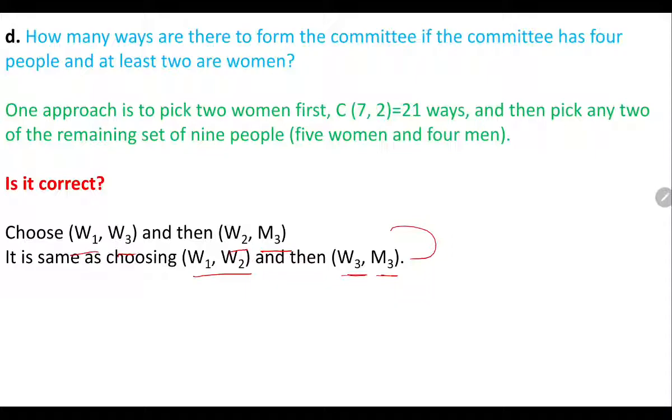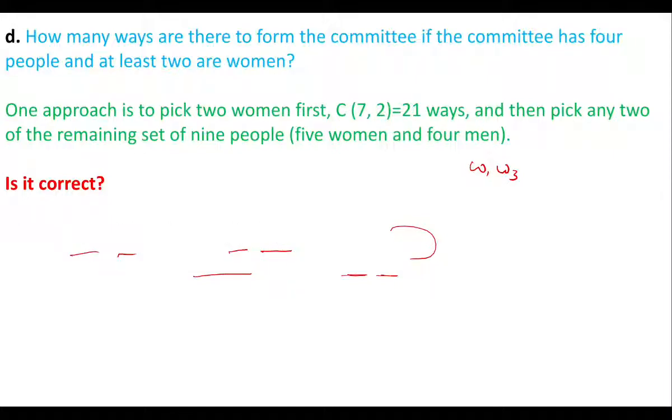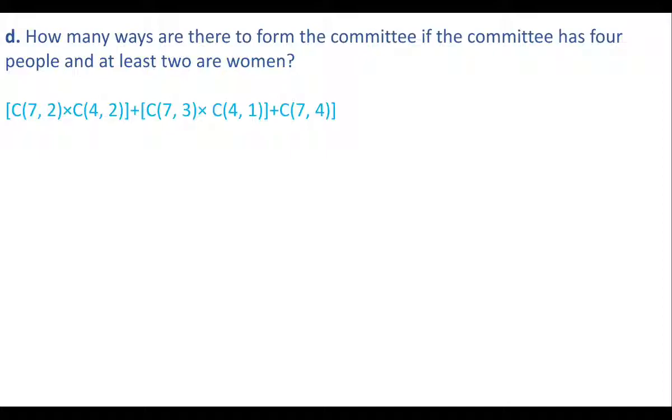But the approach which we used is, we first pick 2 women, because at least 2 women are there, and then the remaining are there. So I just pick 2 women and I say that the remaining 2 are men. So W1, W2, and then M1, M2. In the next case I pick 3 women, W1, W3, W2, and then some men. In the last case I pick 4 women. So you can see that all the cases are disjoint, and that's why there is no chance of error.